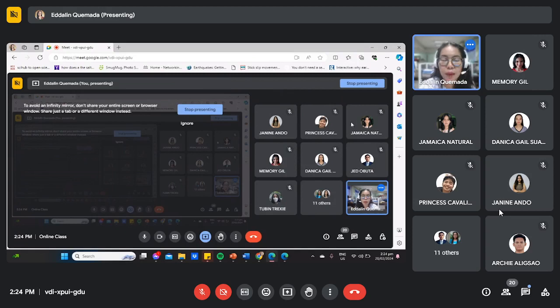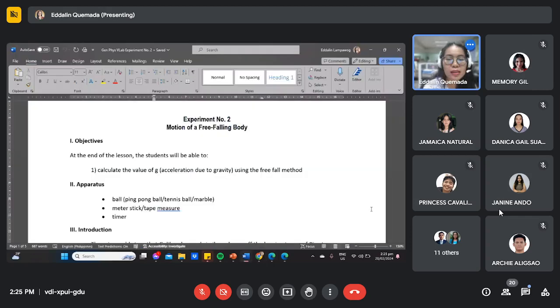Experiment number 2 now deals with free falling body. Okay? So, allow me now to share, class, the lab guide that you will be performing. This is now experiment number 2, motion of a free falling body. So, the goal or objective for this experiment is that you are expected to calculate the value of g, that's acceleration due to gravity, using the free fall method. So, these are the materials that you do need.